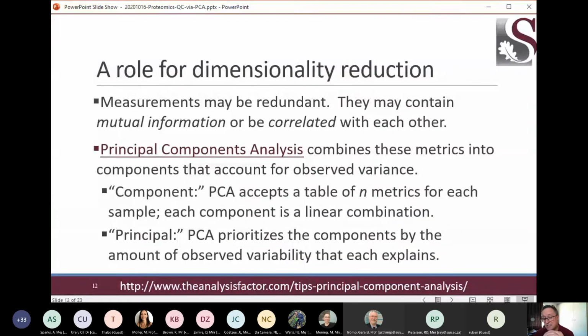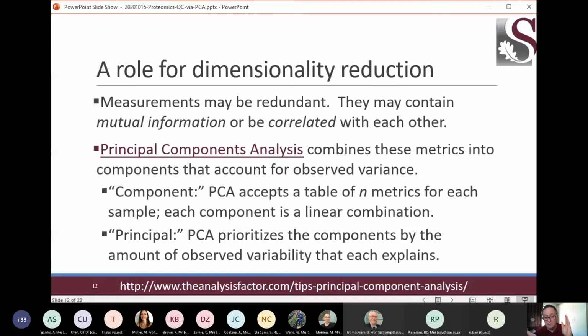So I want to make the case here that simply looking at a huge pile of metrics that come back from these experiments is a very difficult thing to do. How do you determine which bits of information are most interesting in evaluating whether the instrument is giving you a stable result or not? So I would note that many of these measurements could very well be redundant. They may contain mutual information, or they may be correlated to each other. Now, that doesn't always mean that when X is high, Y is high.